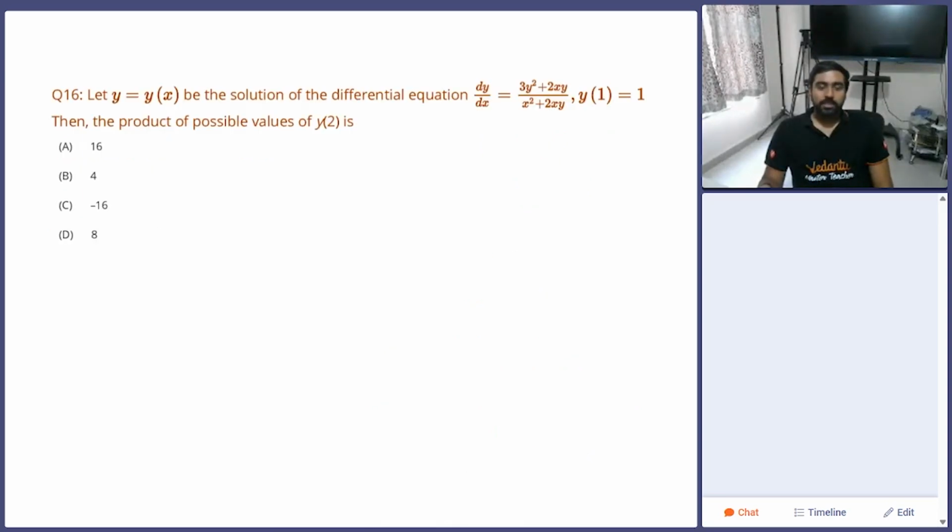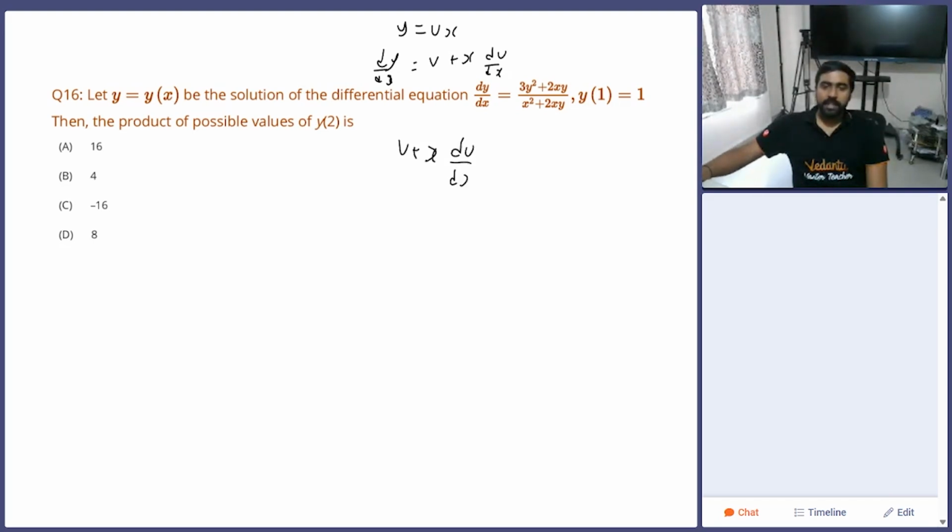What do we have here? Y equal to y of x is the solution of this differential equation. Dy by dx equal to 3y square plus 2x. This is a straightforward homogeneous differential equation. Go for y by x is equal to v, or y is equal to vx. We know that dy by dx, you will replace it as v plus x into dv by dx. So again, v plus x into dv by dx is equal to, divided by obviously x square, 3 v square plus 2v divided by 1 plus 2v.